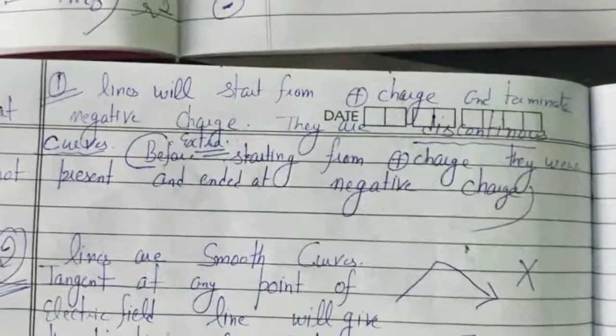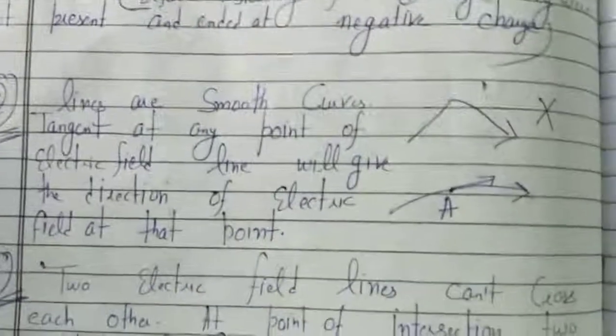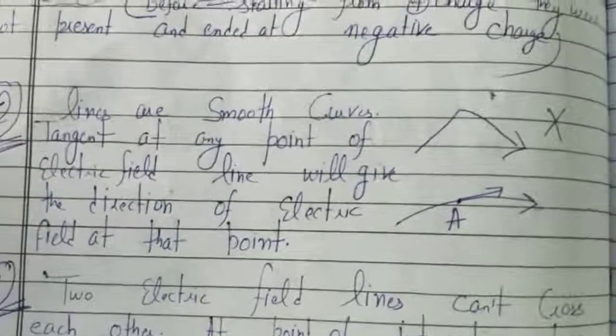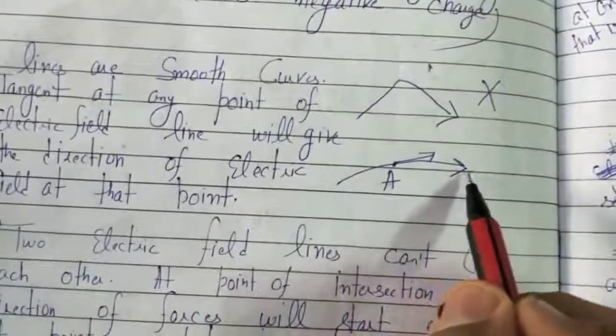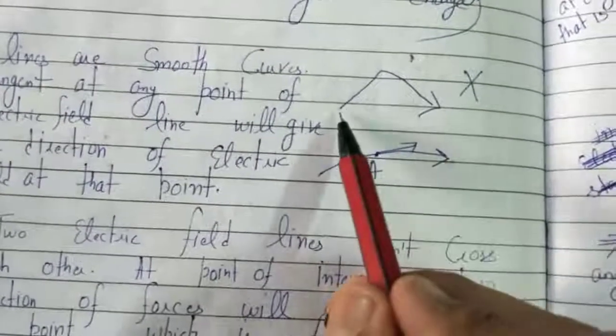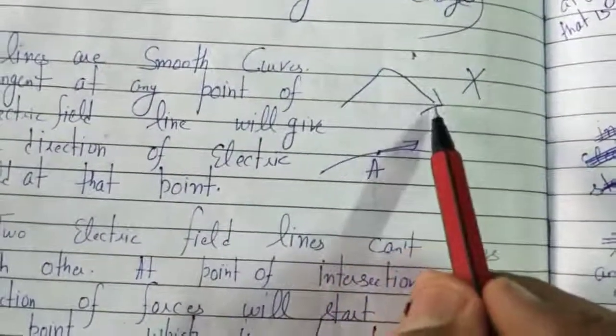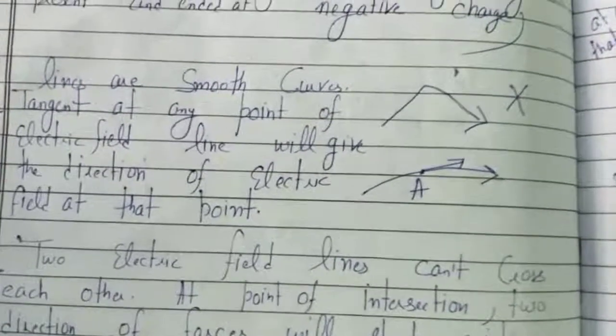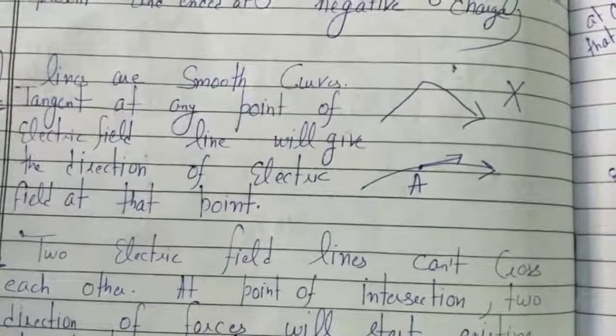So the second characteristic is that electric field lines are smooth curves. Means they are curves but they are smooth. This is not a smooth case, this is a smooth case. So the second characteristic is curved, smooth lines.